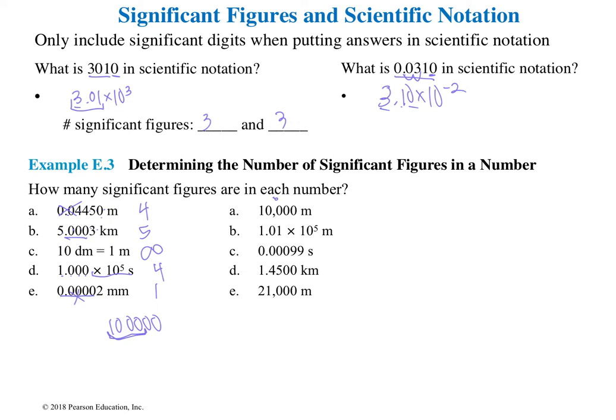In this number, we don't really know. As it's written, there's no decimal point, so we would say 1, but that is pretty ambiguous. It's not very clear, so we would want to write that in scientific notation if we wanted to be more sure.